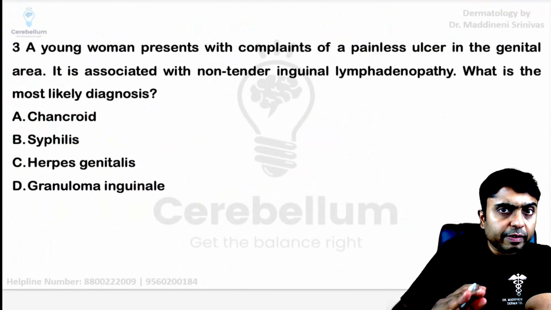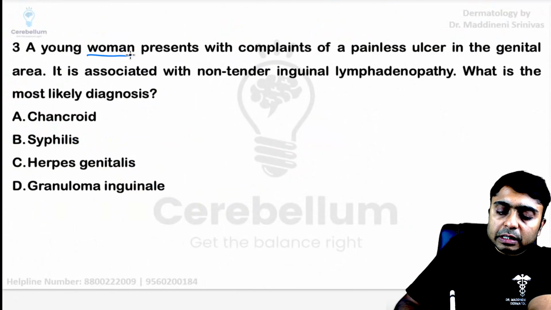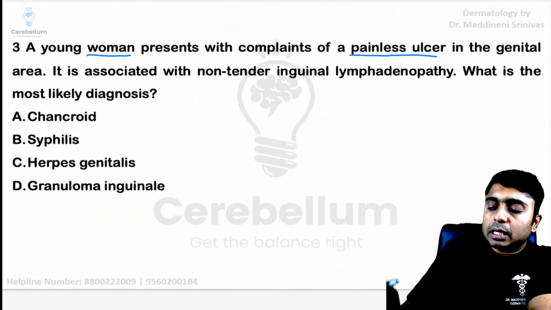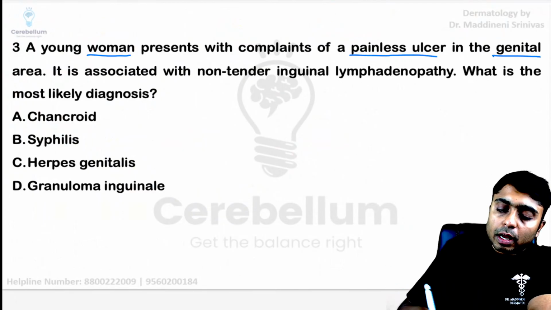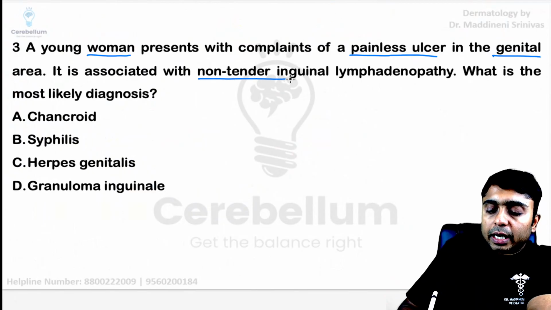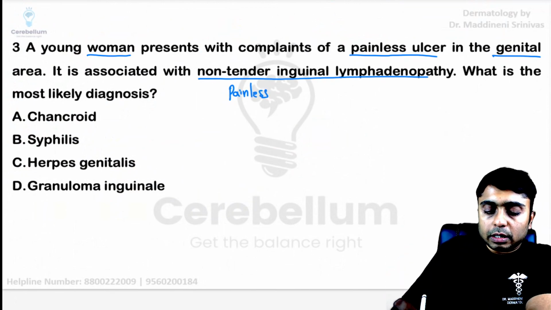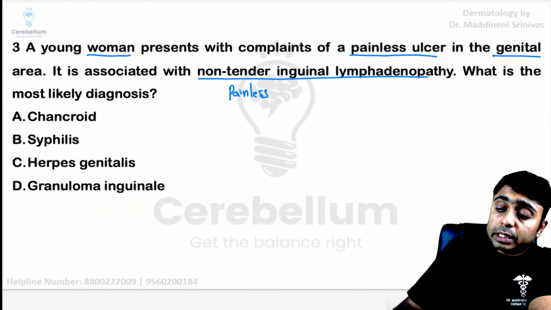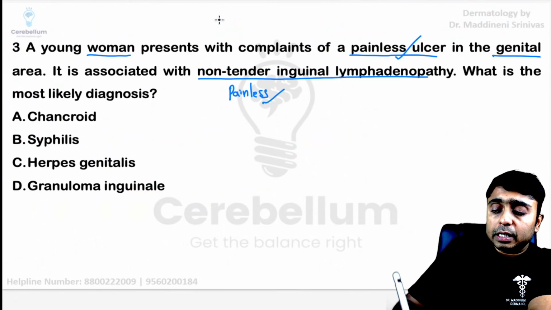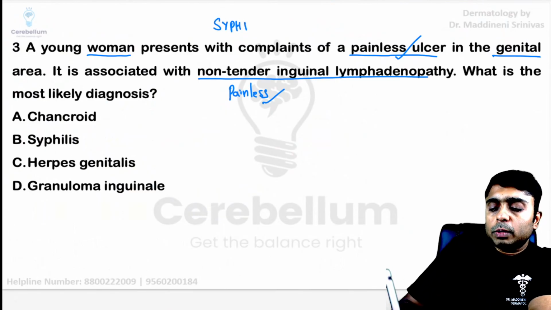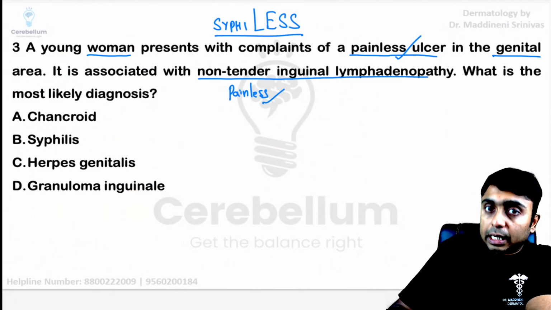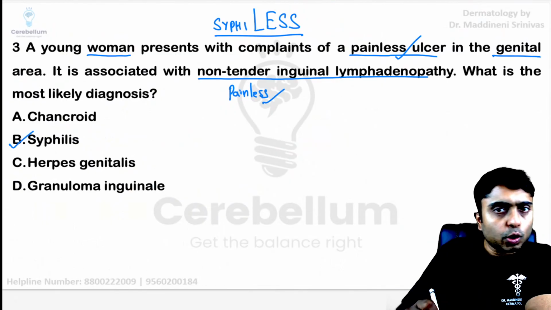The next question is very simple. A young woman presents with the complaints of a painless ulcer in the genital area, and it is associated with a non-tender inguinal lymphadenopathy. What is non-tender? It means it is painless inguinal lymphadenopathy. So what is the diagnosis? Please remember, when you get to see a genital ulcer and an inguinal lymphadenopathy, both of which are painless, you must always think about this condition, which is called syphilis. So the answer is option B.